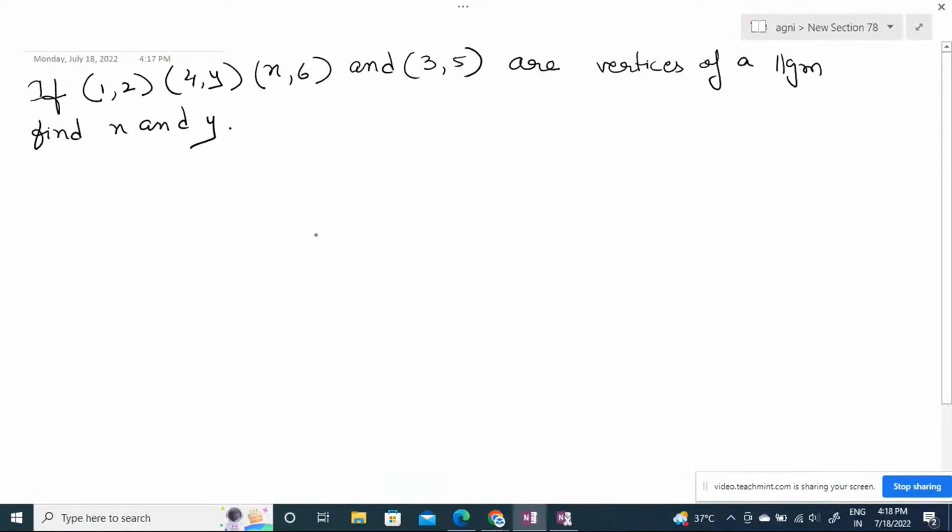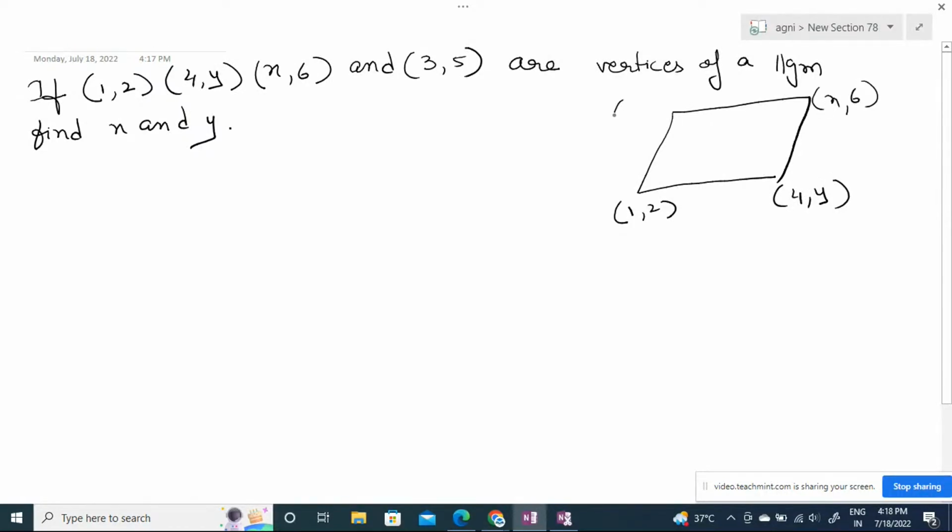Now it is a different type of question. This is a parallelogram. It has coordinates 1 and 2, 4 and y, x and 6, and 3 and 5. Now these two are the diagonals and the diagonals cut at the same point. That means we can find the mid value of these 2 points and of these 2 points, and that mid value is the same.